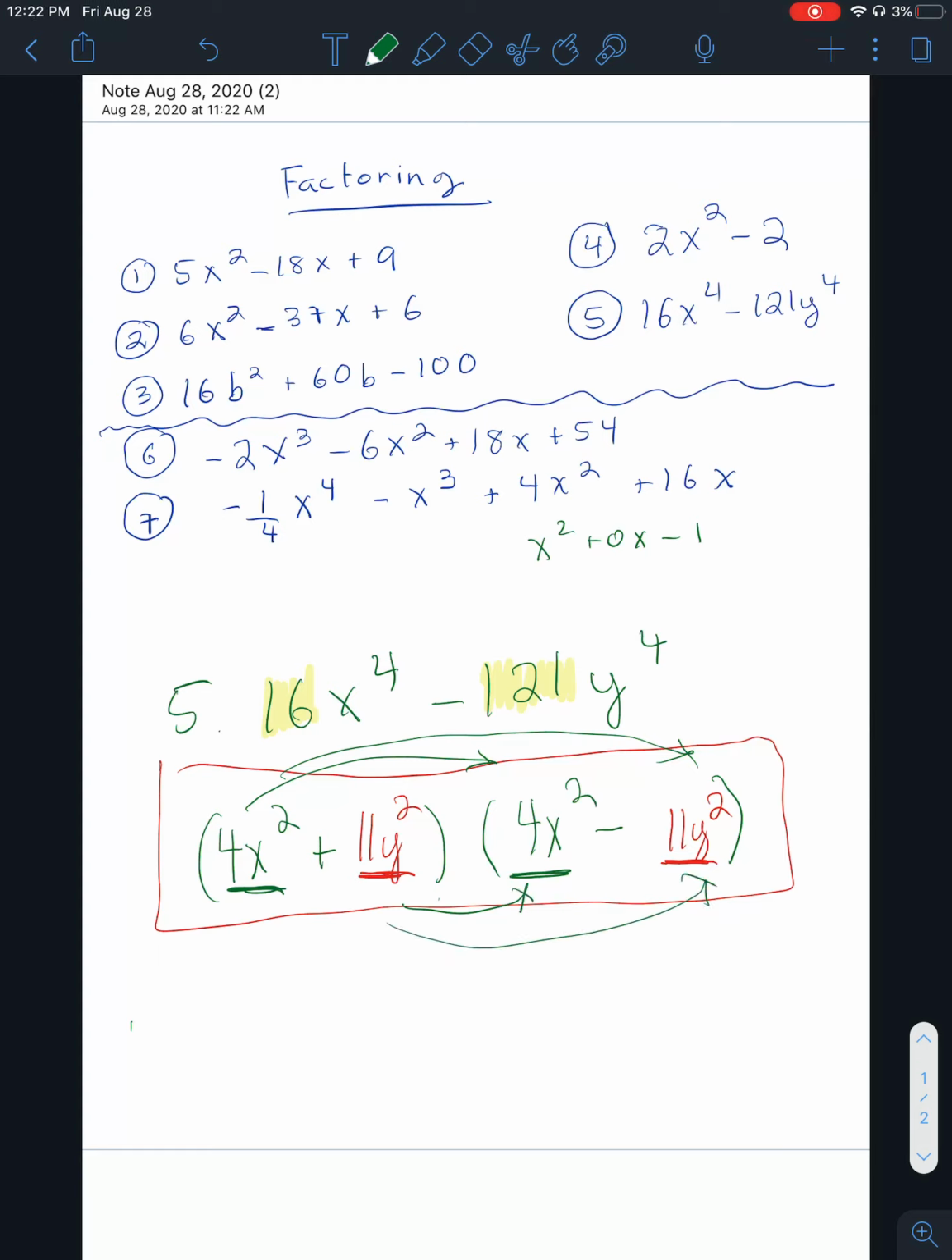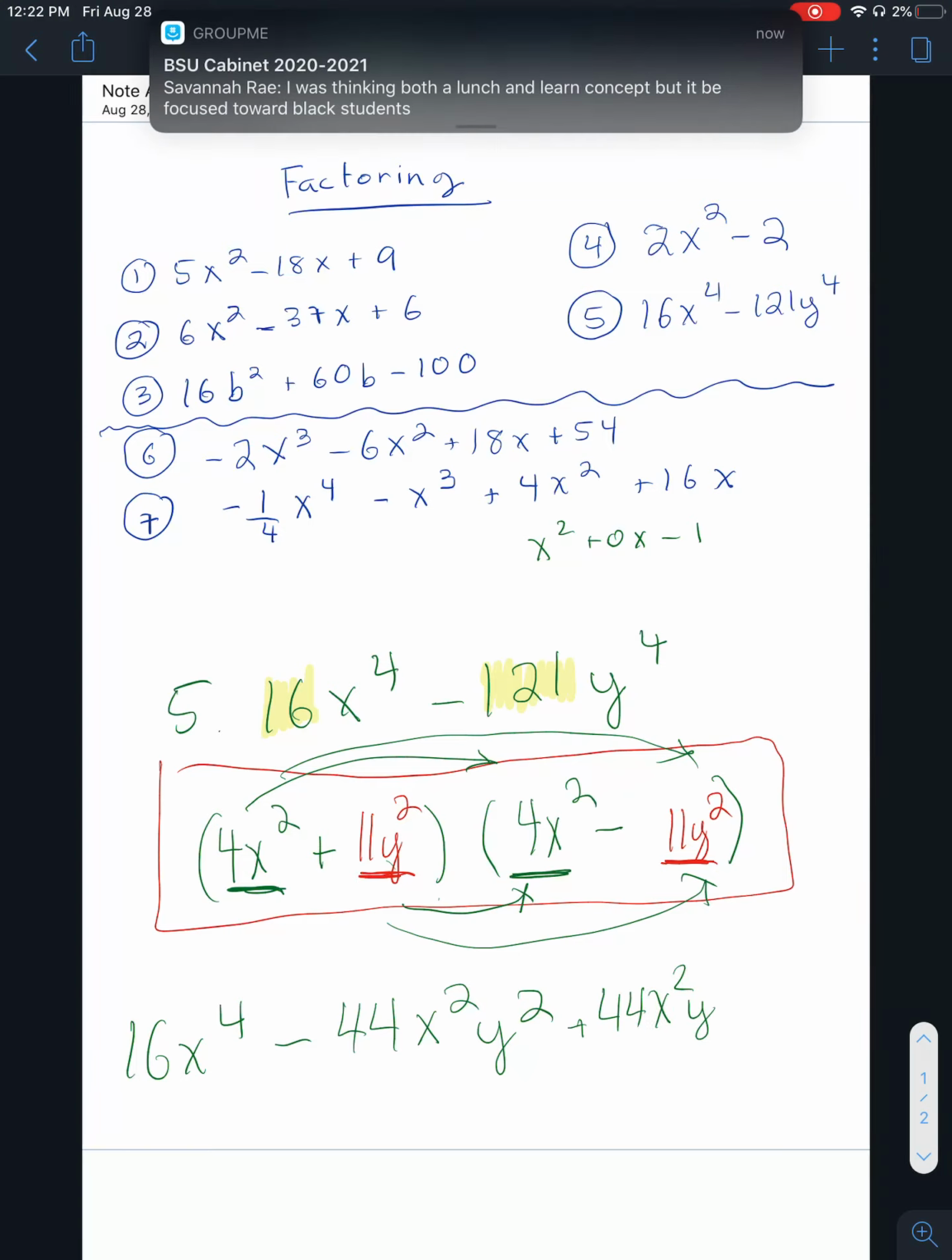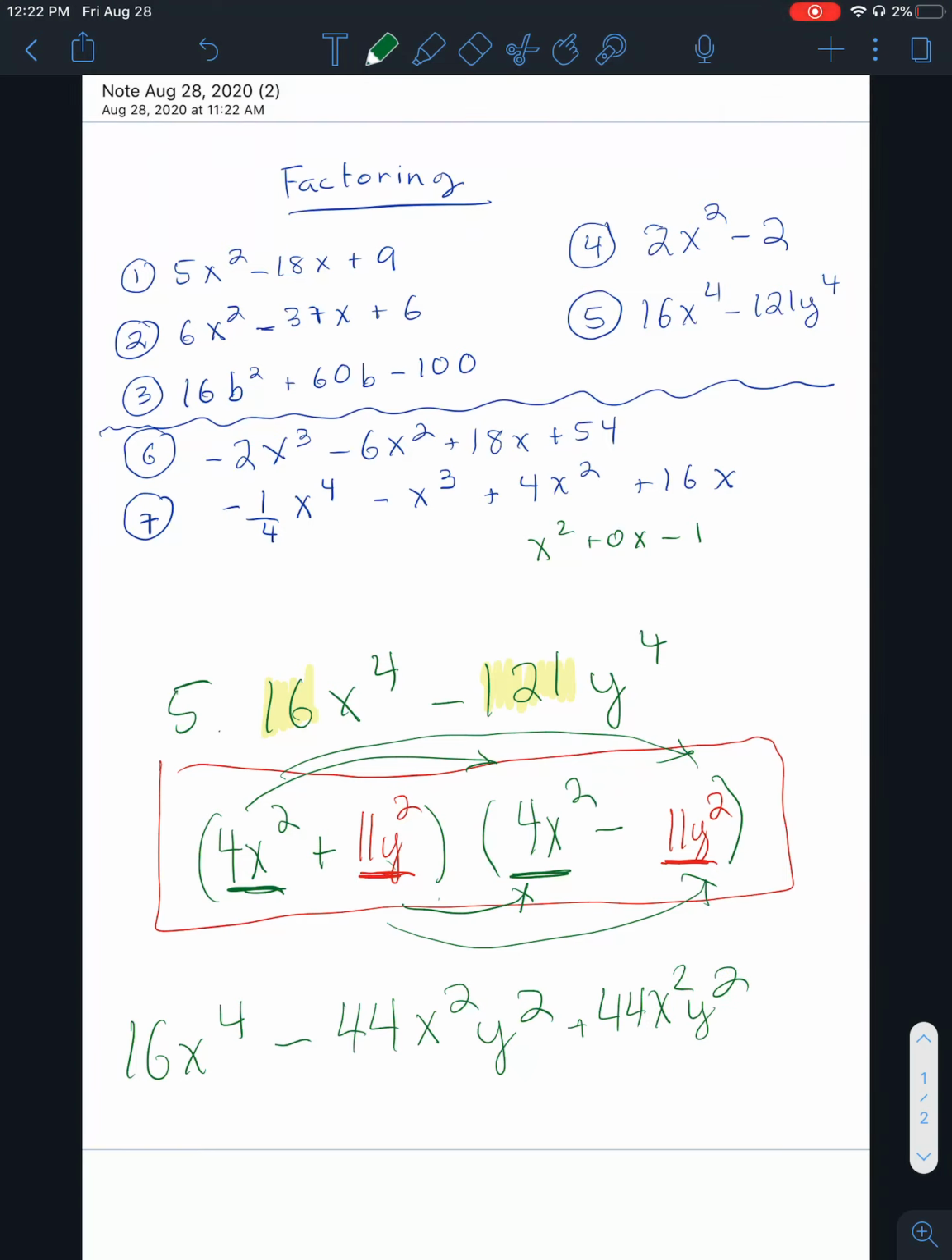So 4x squared times 4x squared is 16x to the 4th. 4x squared times minus 11y squared is minus 44x squared y squared. 11y squared times 4x squared is 44x squared y squared. And the last one is 11y squared times minus 11y squared, which is minus 121y to the 4th.